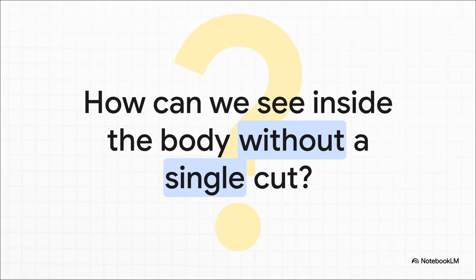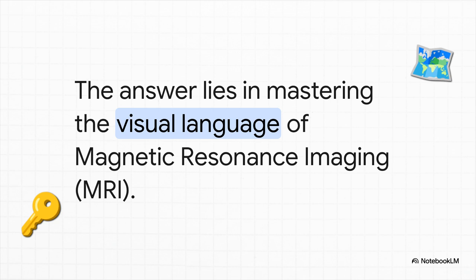So, let's kick things off with the big question, right? How on earth is it possible to get these stunningly clear pictures of our brains, our joints, our organs, all without making a single incision? I mean, it really does seem like magic. But it's not magic, it's science.